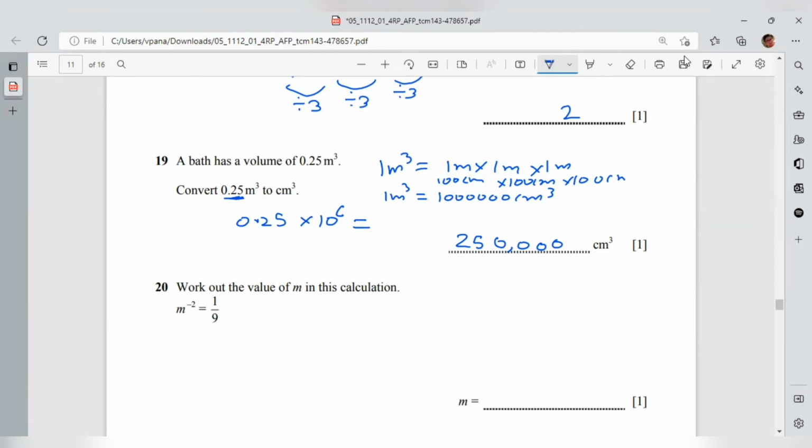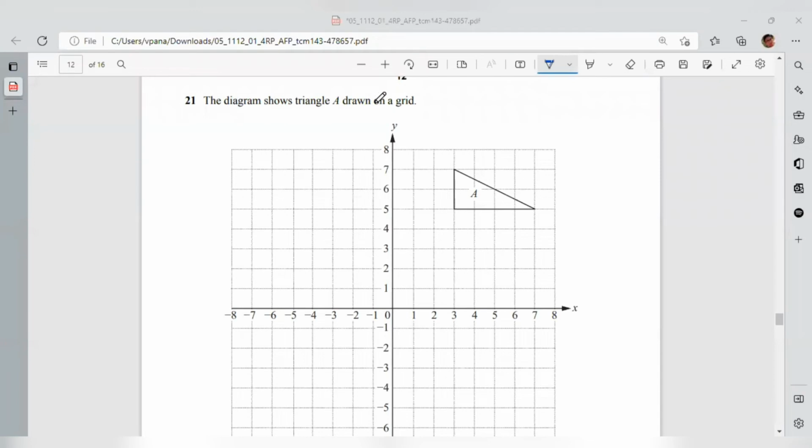Work out the value of m in this calculation. So m raised to minus 2 is equal to 1 upon 9. So if it is m raised to minus 2, we have 1 upon m square is equal to 1 upon 9. So we get m square is equal to 9. So m is equal to square root of 9, which is equal to 3. Got it? Question number 21, the diagram shows a triangle A drawn on a grid.